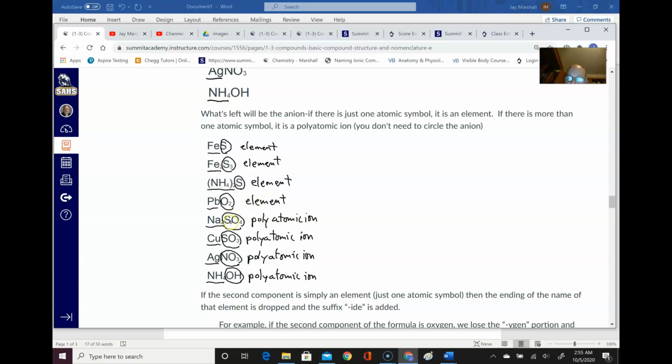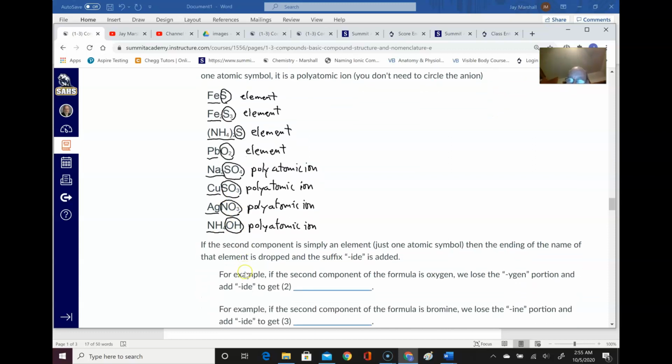Okay, but now I've got more than one symbol or more than one ion here. So this whole thing is a polyatomic ion, and the whole thing has a charge. Whole thing is a polyatomic ion.